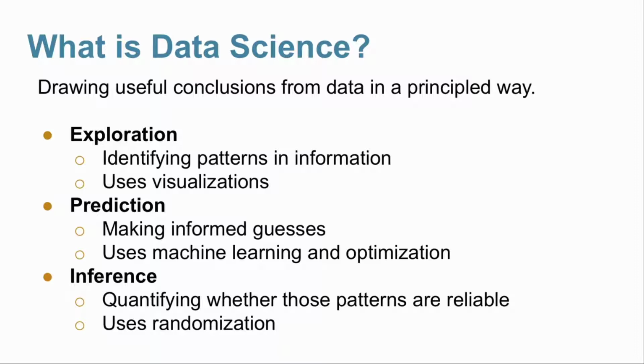People ask me, what's the difference or what's the relationship between machine learning and data science? I often say machine learning is data science. It's part of data science. There's also inference. Inference is about determining whether or not the patterns that we see are reliable or whether they're just due to random noise. We're going to talk about inference, prediction, and exploration all throughout this quarter.